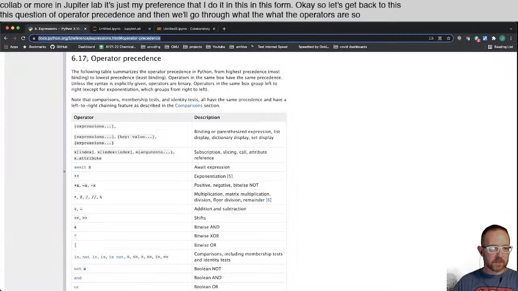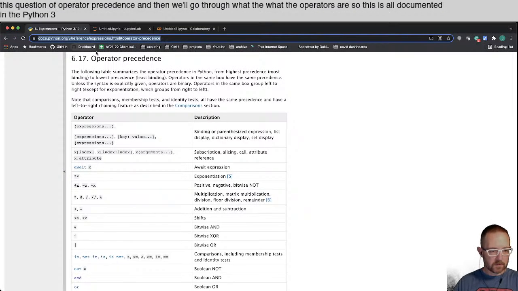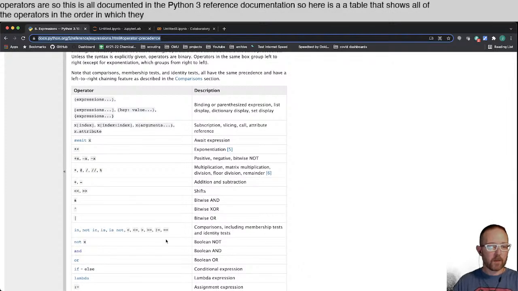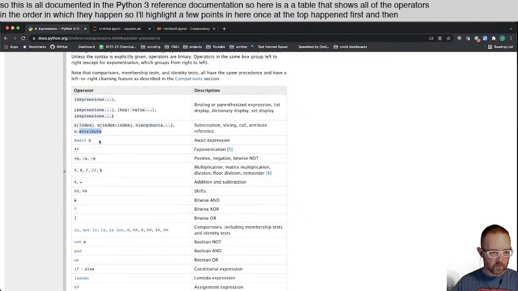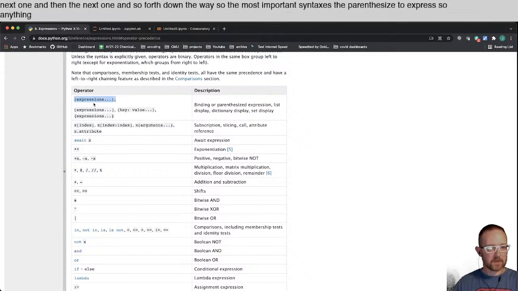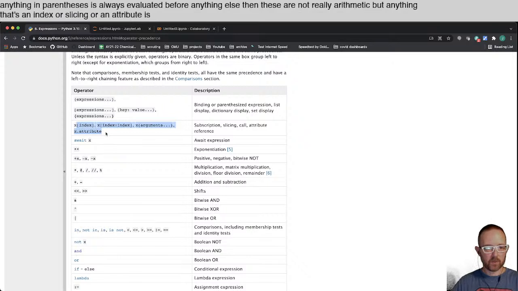This is all documented in the Python 3 reference documentation. Here is a table that shows all of the operators and the order in which they happen. I'll highlight a few points in here. The ones at the top happen first, and then the next one, and then the next one, and so forth down the way. The most important syntax is the parenthesized expression. Anything in parentheses is always evaluated before anything else. Then, not really arithmetic, but anything that's an index or slicing or an attribute is evaluated. We will not talk about await. That's a fancy asynchronous thing, I think.